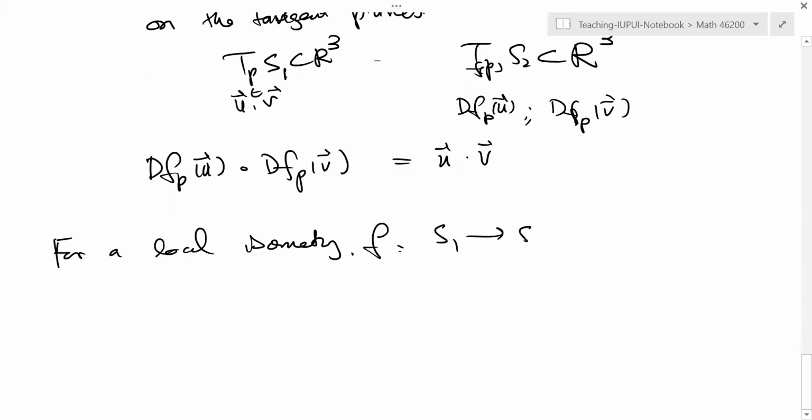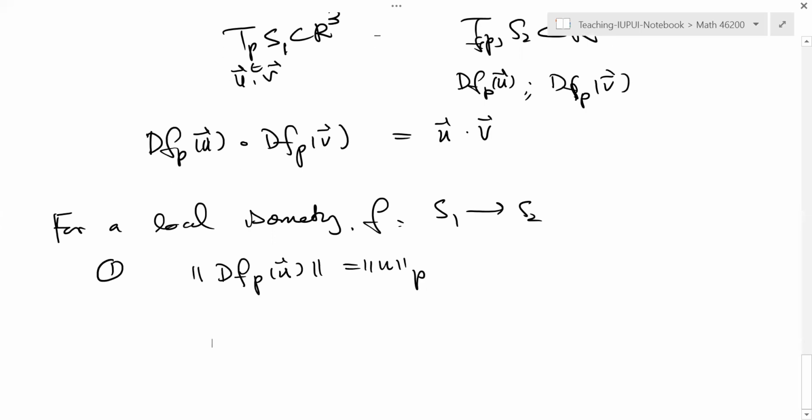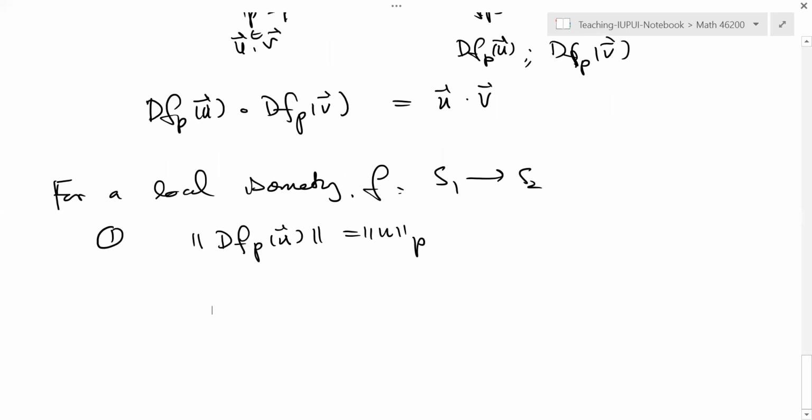F first preserves the length of any vector, just because of the inner product, where you let U equal V. That's a very important property. Then, just because of that, this implies it preserves the length of a curve.